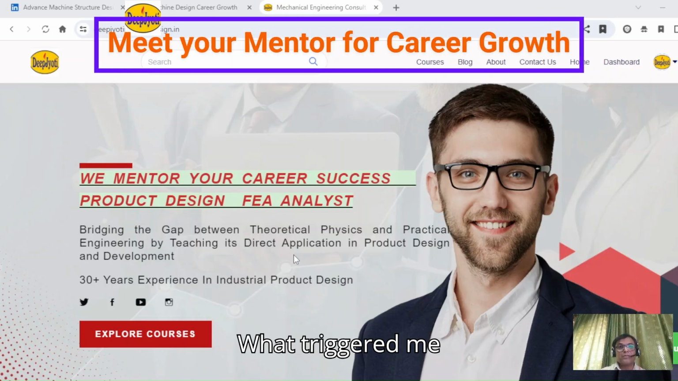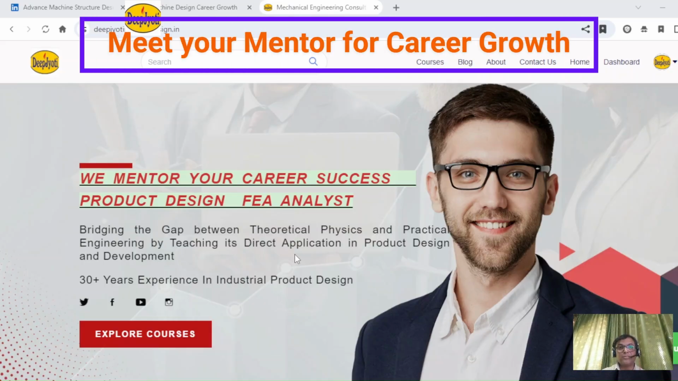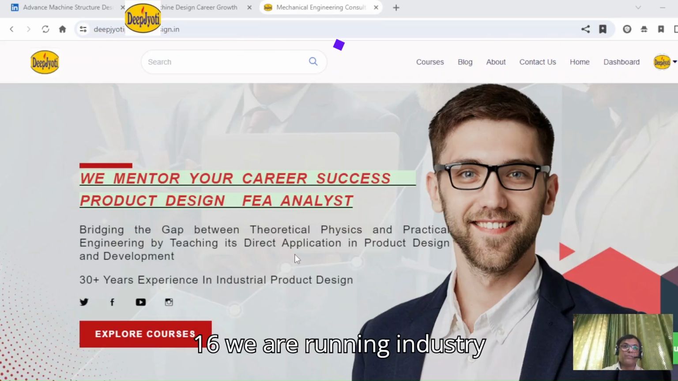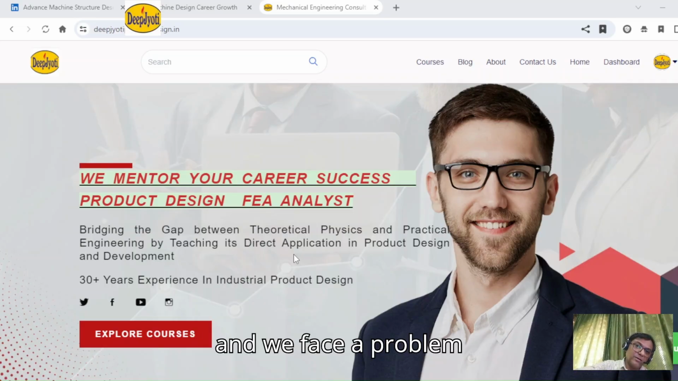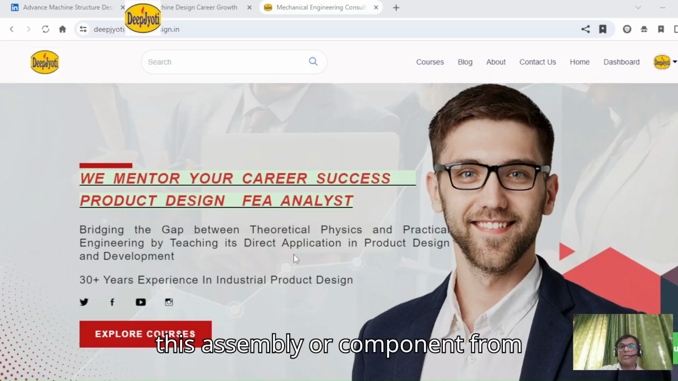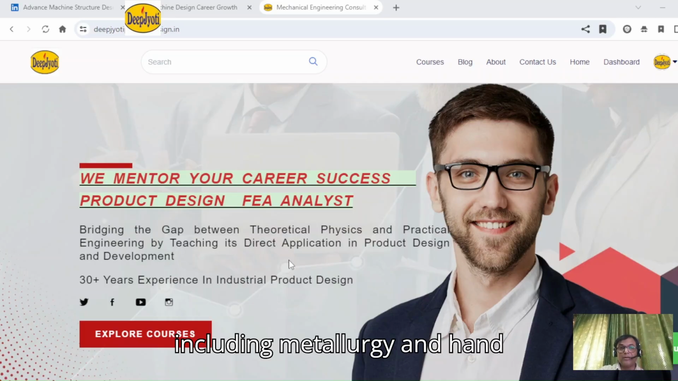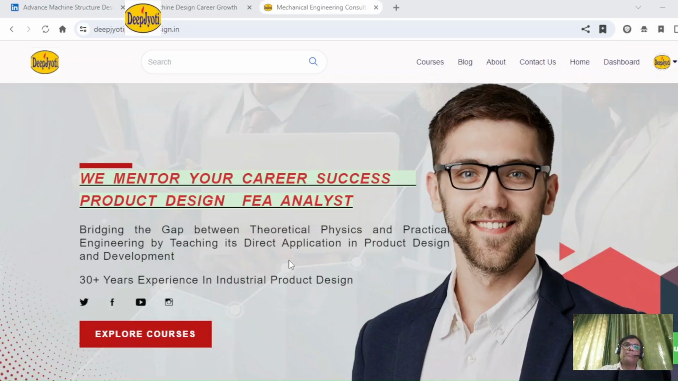What triggered me to start this training program in 2016? We are running an industry and we face a problem in recruiting design engineers. All design engineers are very good at CAD, but when you say that you design this assembly or component from scratch to finish, including metallurgy and hand calculation, they have got limitations. They cannot do it.